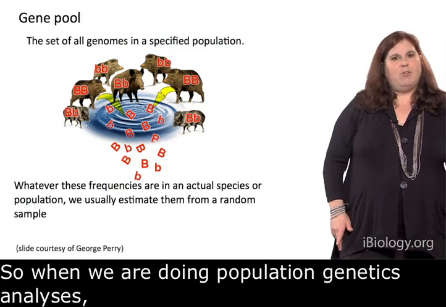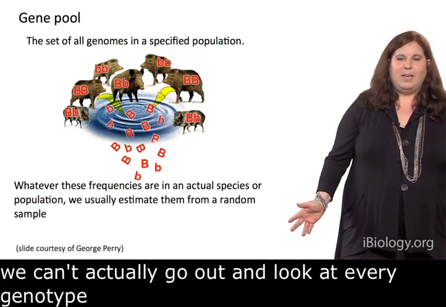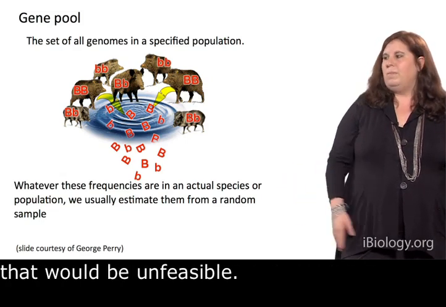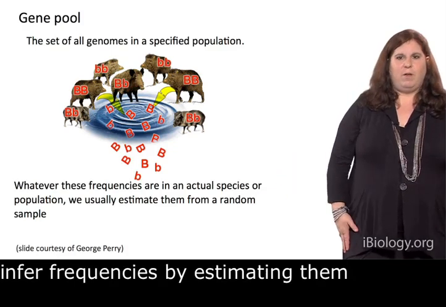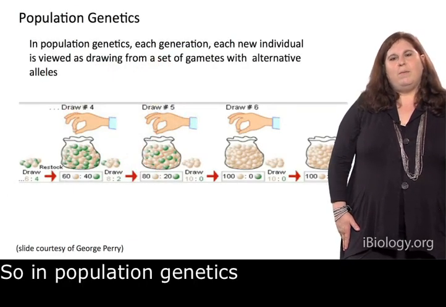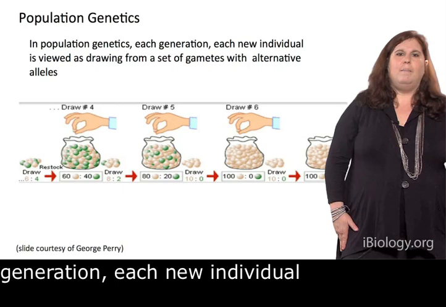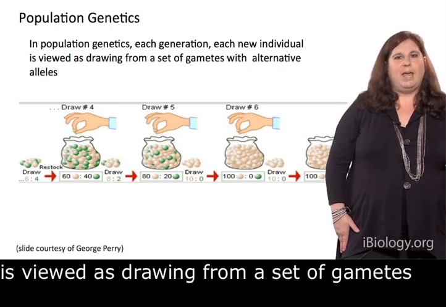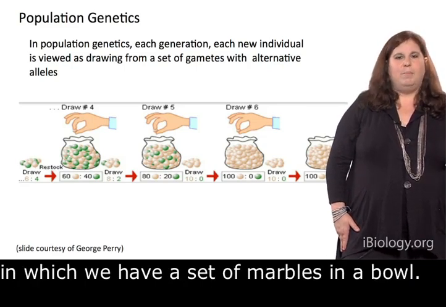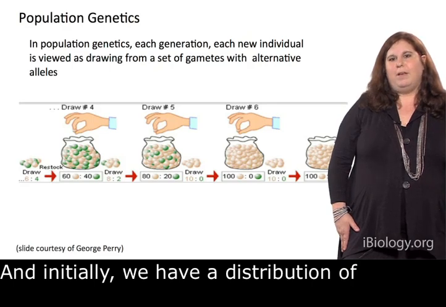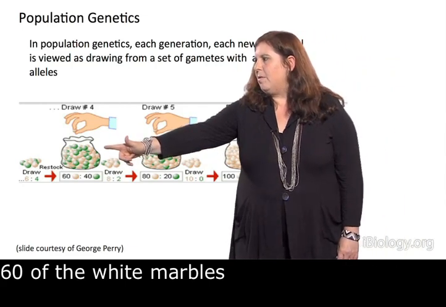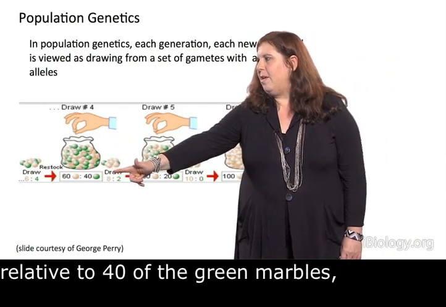So when we are doing population genetics analyses, we can't actually go out and look at every genotype for every individual in a population. That would be unfeasible. So what we typically do is to infer frequencies by estimating them from a random sample. So in population genetics, each generation, each new individual is viewed as drawing from a set of gametes with alternative alleles. So let's use an example here in which we have a set of marbles in a bowl. And initially, we have a distribution of 60 of the white marbles relative to 40 of the green marbles.